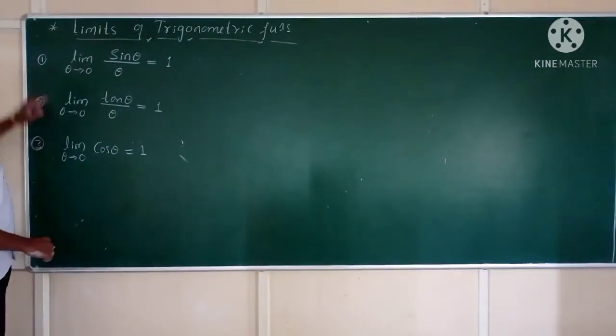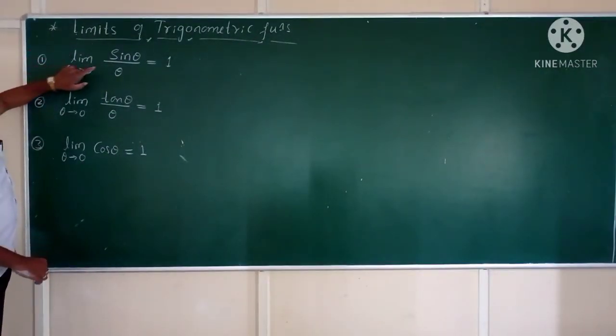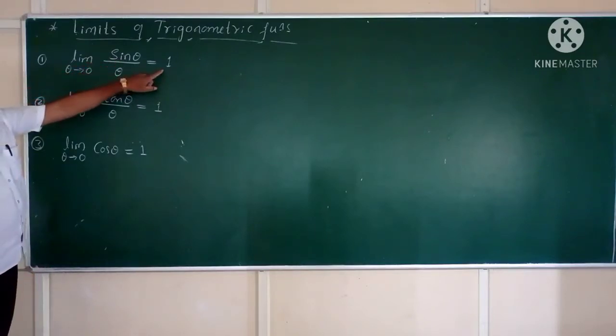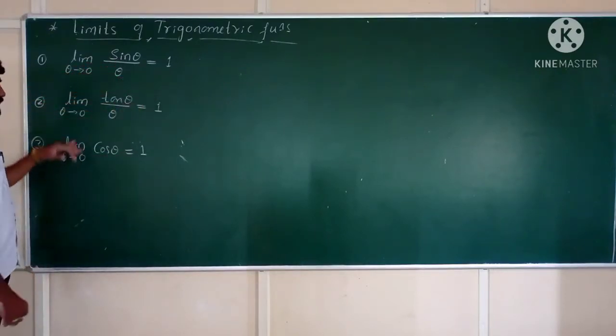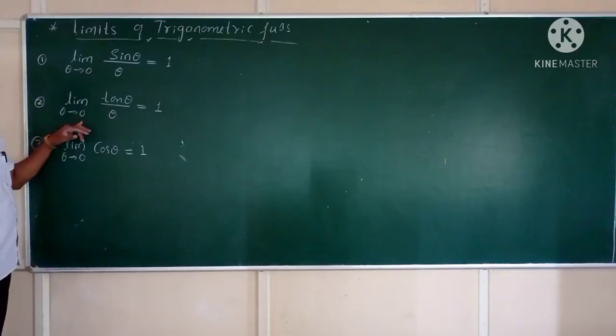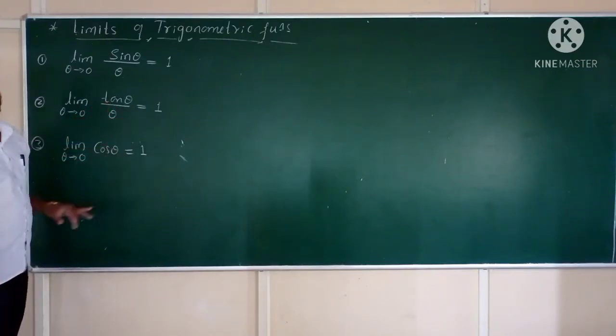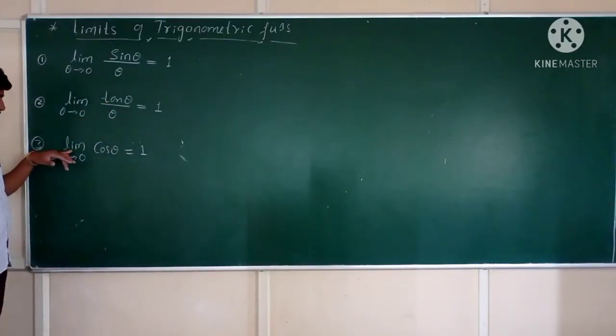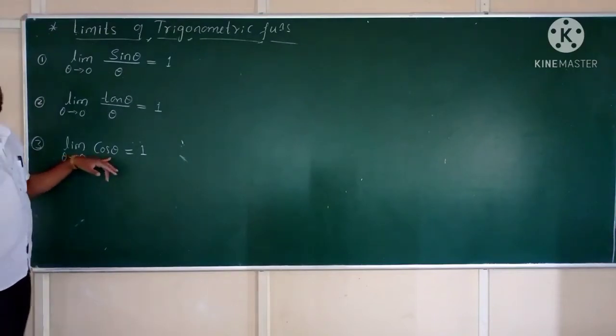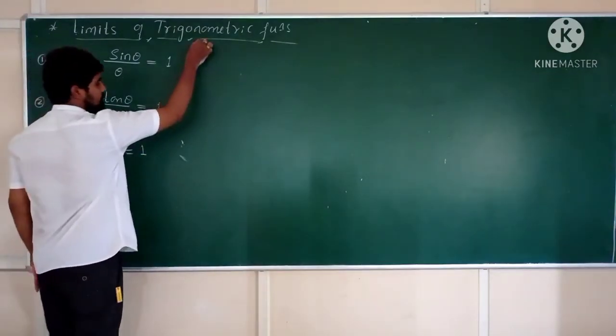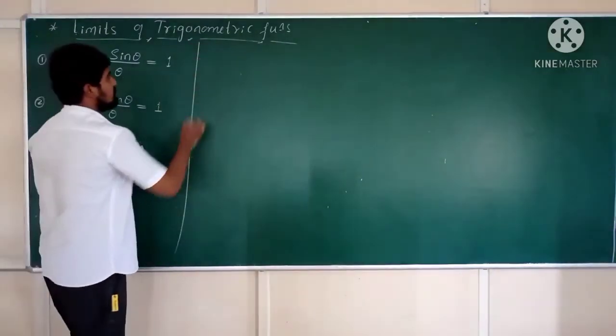The first formula is limit theta tends to 0, sin theta by theta is equal to 1, and the second formula is limit theta tends to 0, tan theta by theta is equal to 1, and the third one is limit theta tends to 0, cos theta is equal to 1. Let us consider the example.